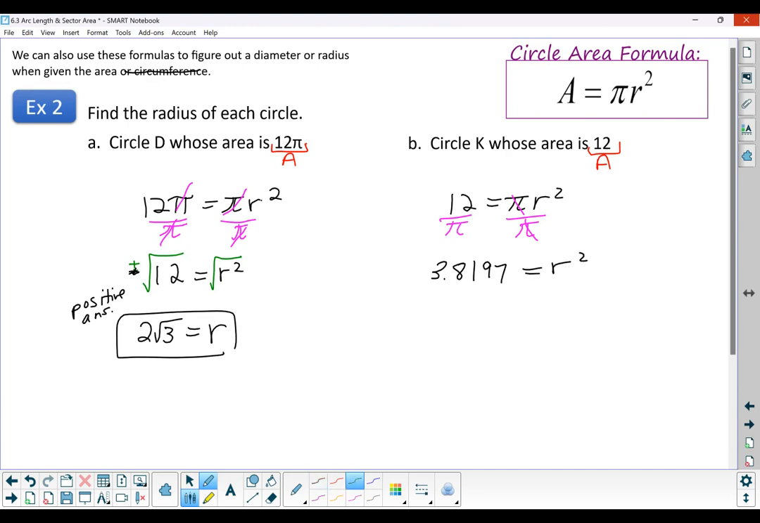So now we're ready to take the square root. And again, normally we would want to use a plus or minus symbol, but because we're talking about a radius, we know it's going to have a positive length. So we're doing the square root of 3.8197. And that is 1.95. And I'm just rounding that to the nearest hundredth. So this circle with an area of 12 has a radius of 1.95.